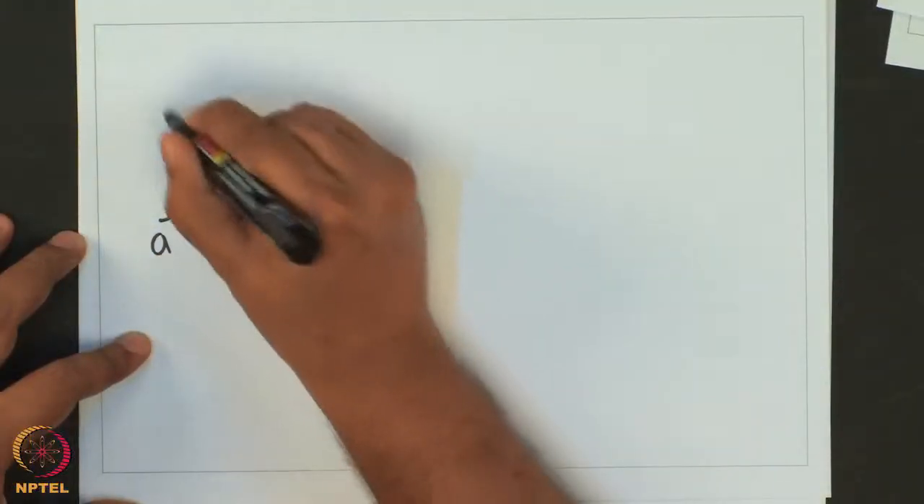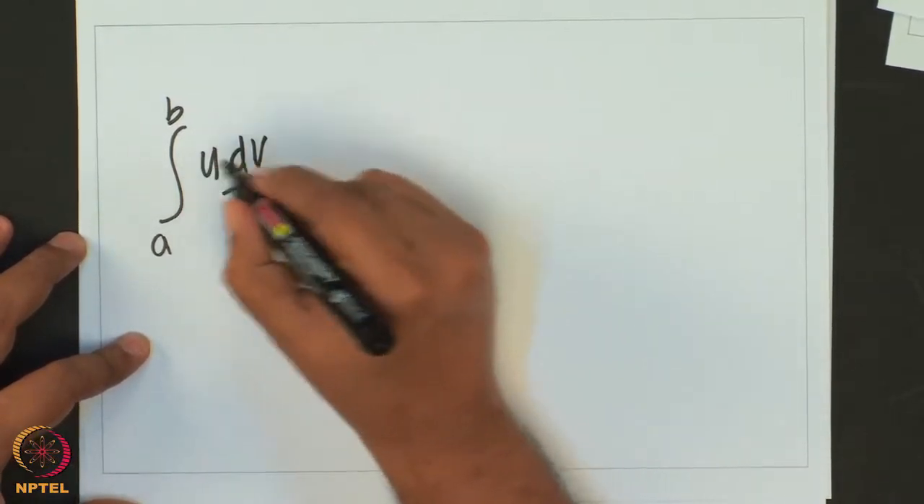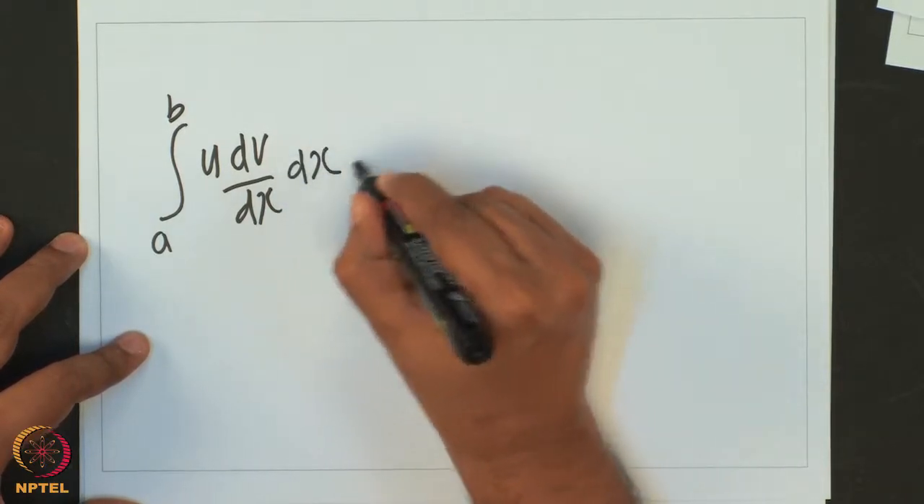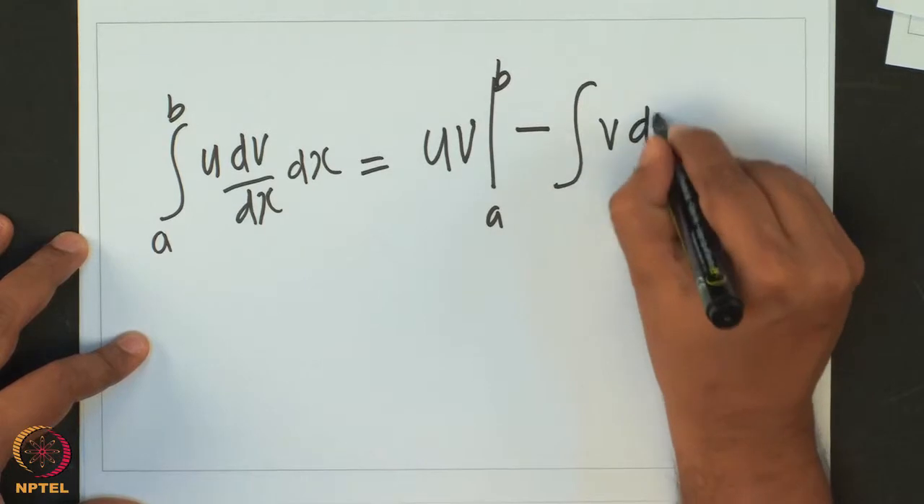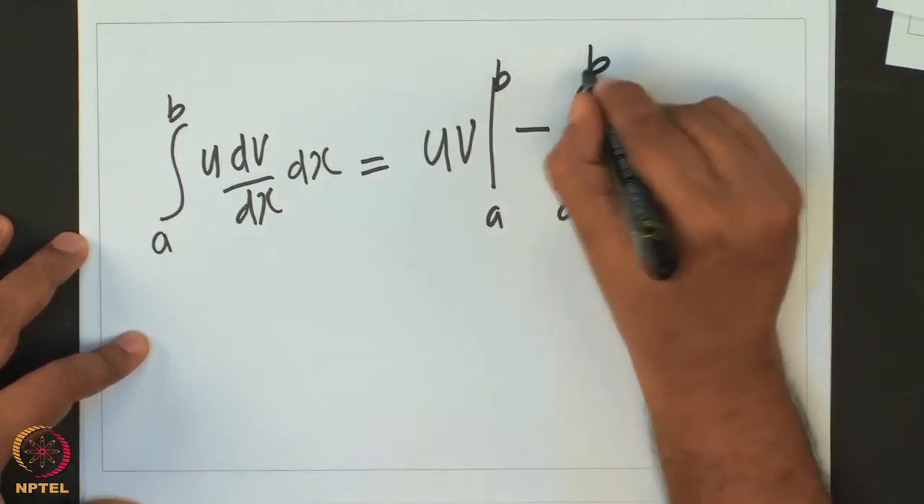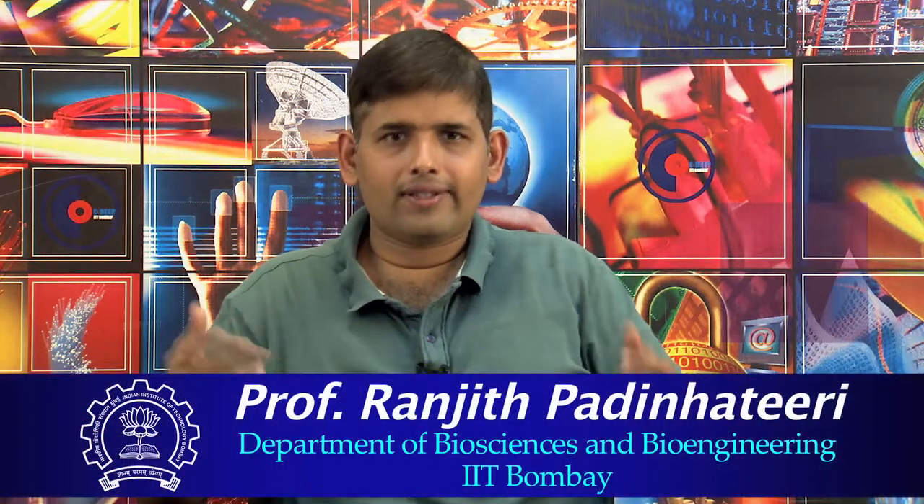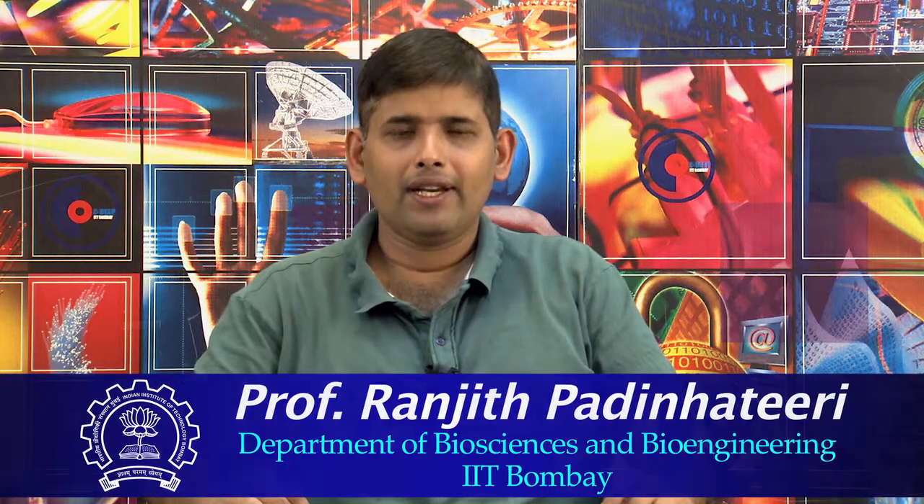So what we learned so far is how to find the integral whenever you have a product of two functions. I would want to summarize the important formula: the integral from a to b of u dv by dx dx, where I have a function u and another function which is the derivative of some function v. This is nothing but u times v in the limit a to b minus the integral from a to b of v du by dx dx. This is the formula we would apply very often to do these integrals, and we will see this is useful in many cases, and we will learn this as we go along. With this, I will stop this lecture. Bye.